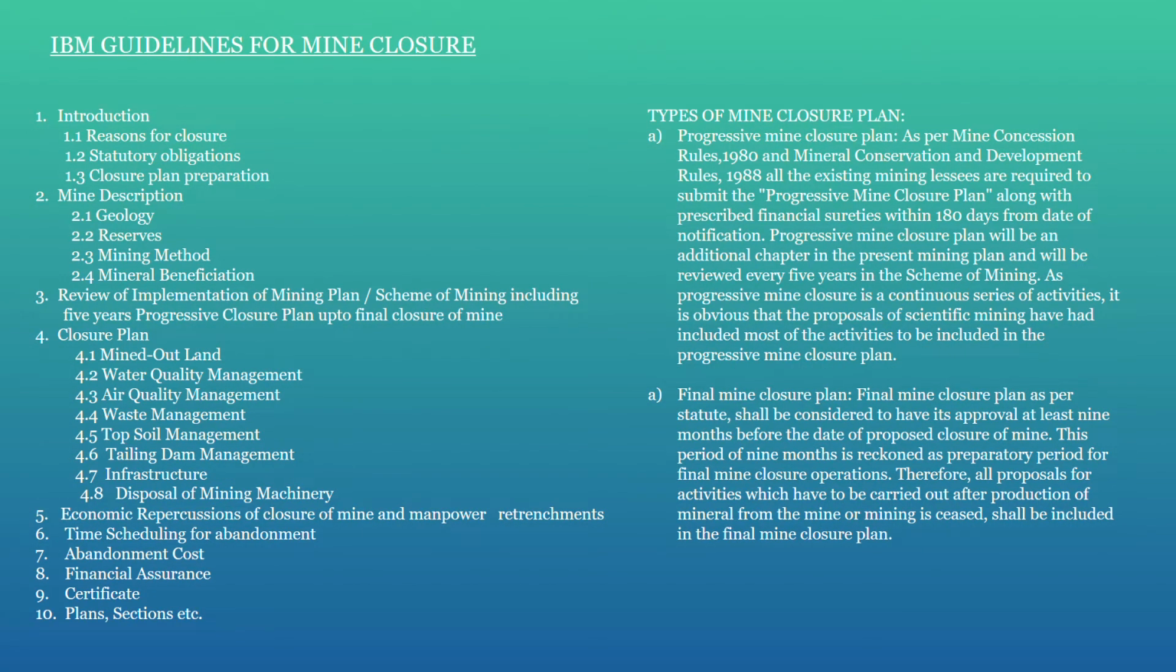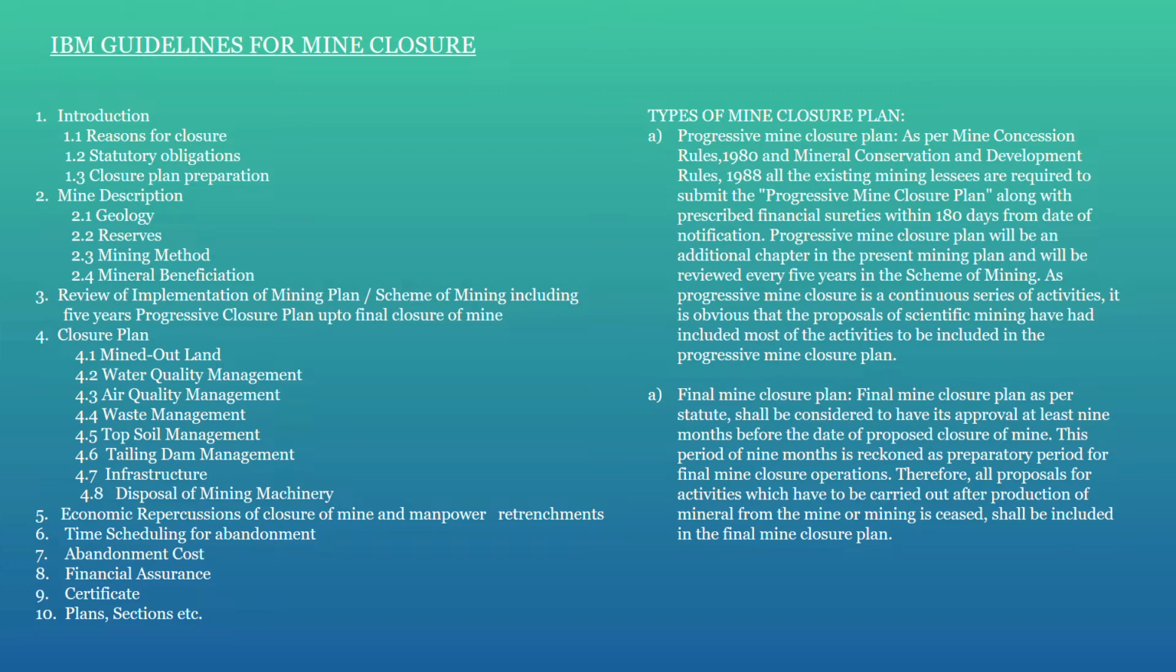As we know, any kind of task in mining has to follow certain statutory guidelines. So here we have the Indian Bureau of Mines guidelines for mine closure. This is an outline of the guidelines. The first is the introduction, that is, the reasons for closure, the statutory obligations, and the preparation of the closure plan. The second is a description of the mine in terms of geology, reserves, mining method, mineral beneficiation, etc. The third is a review of implementation of the mining plan or scheme of mining, which includes the 5-year progressive closure plan up to final closure of mine.